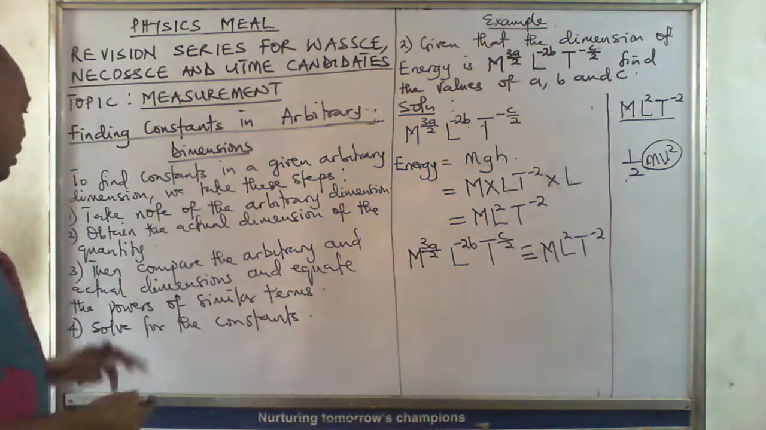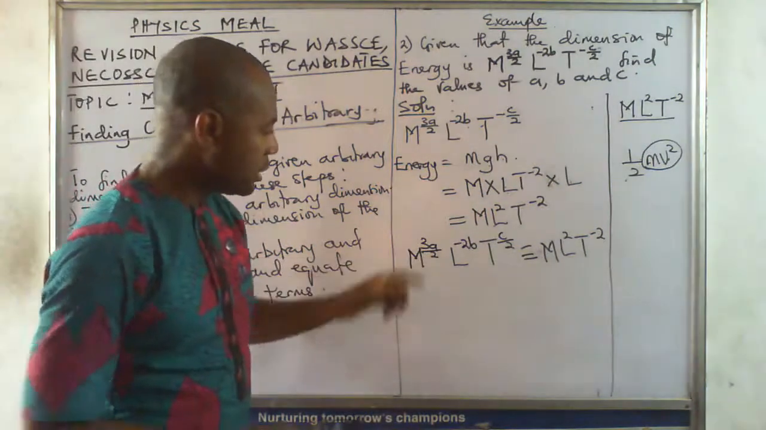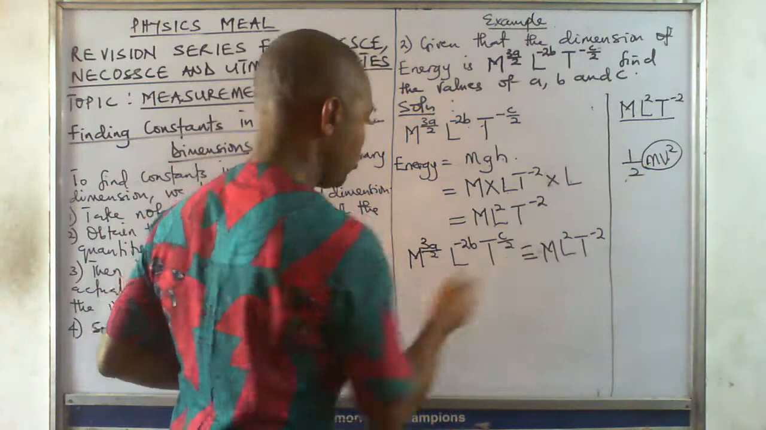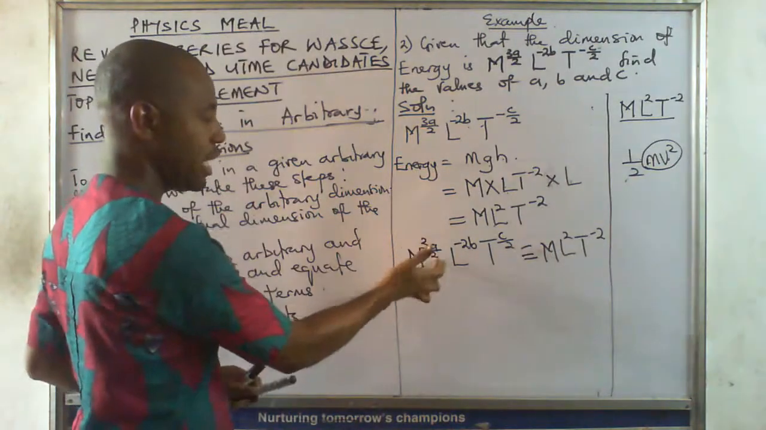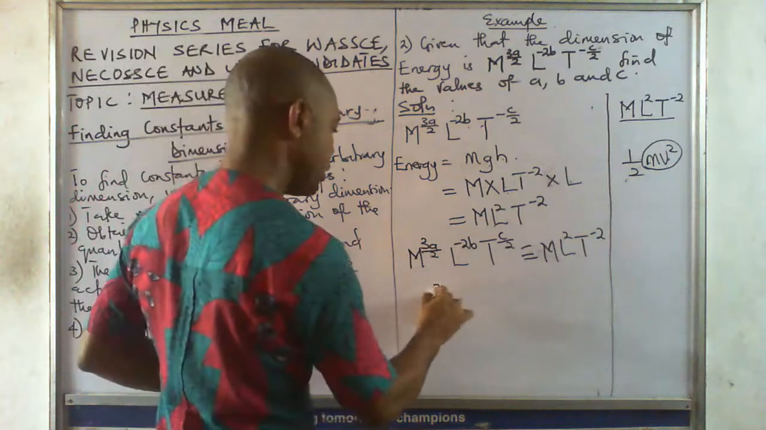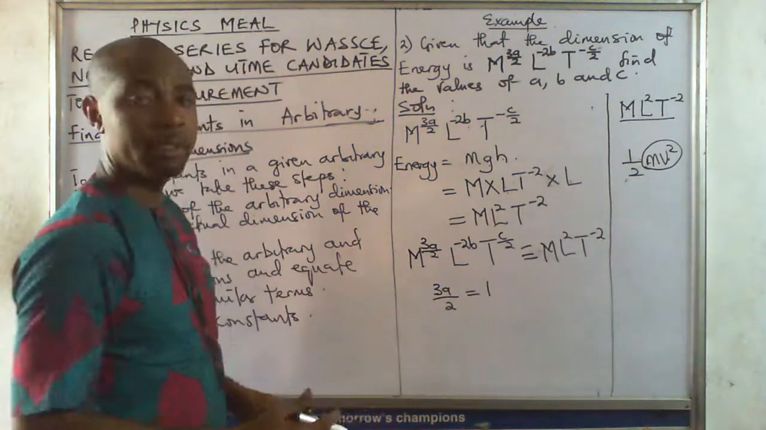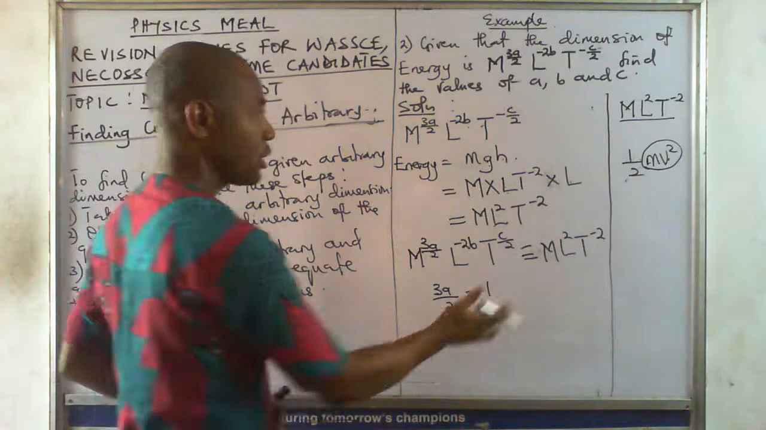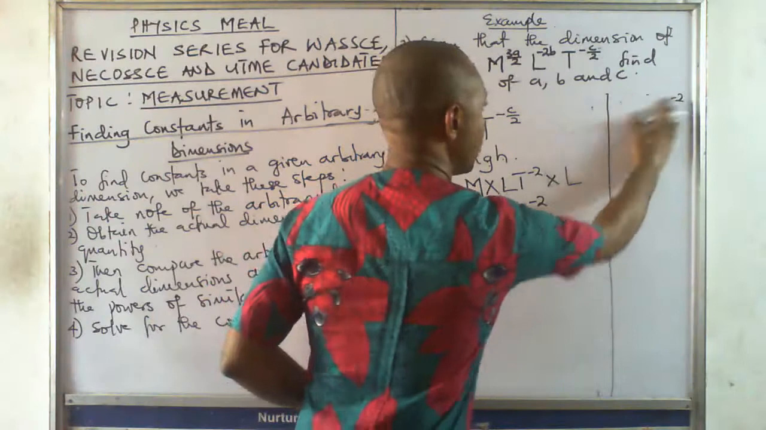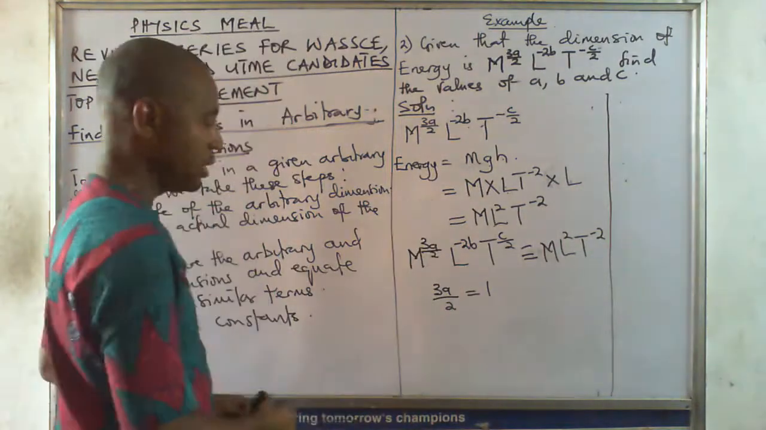So equate the powers of similar terms. We look at this. This is M, or this is M. What's the power of M here? 1. What's the power of M here? 3a over 2. So 3a all upon 2 is equal to 1. Ordinary mathematics now. If we clear the fraction, what are we going to have? Because I want to make use of that portion of the board. That's why I'm clearing that.